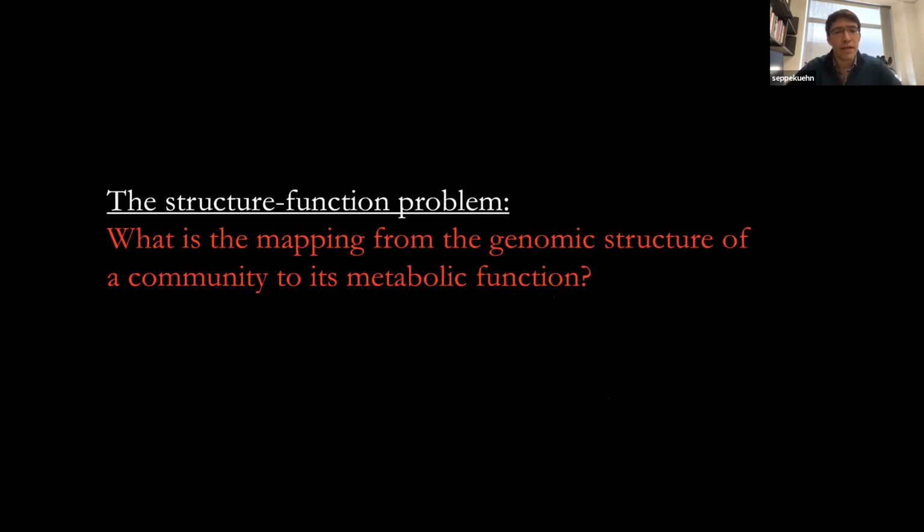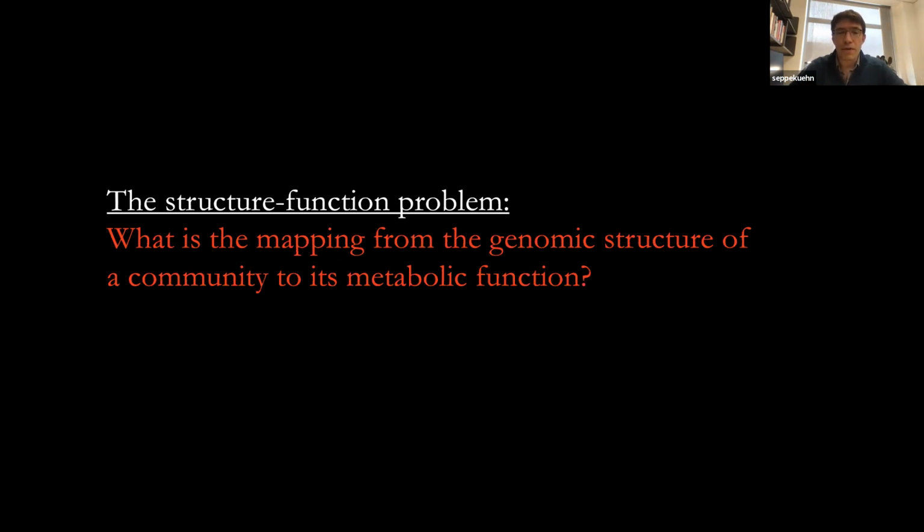To more sharply articulate that question, what I'd really like to understand is how the mapping from the genomic architecture of these communities to their metabolic function works. What is the code which can tell me how the structure of a community at a genomic level is mapped to this emergent flux of metabolites through the community?